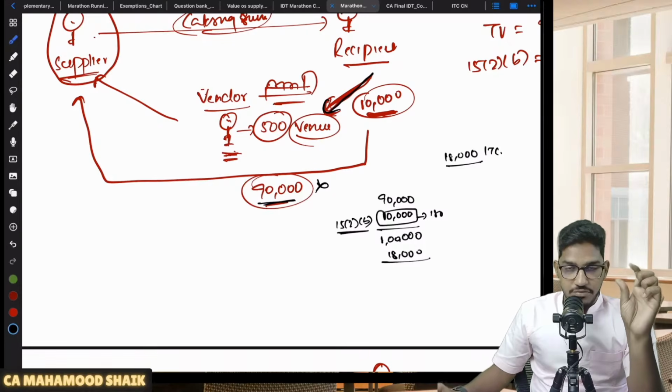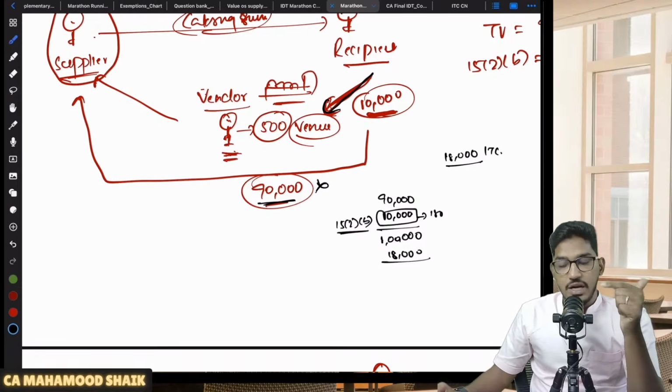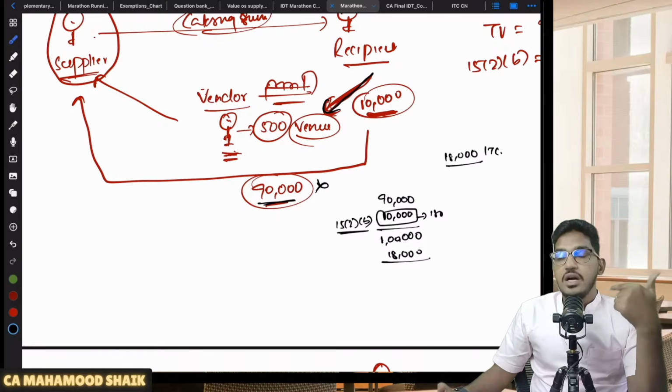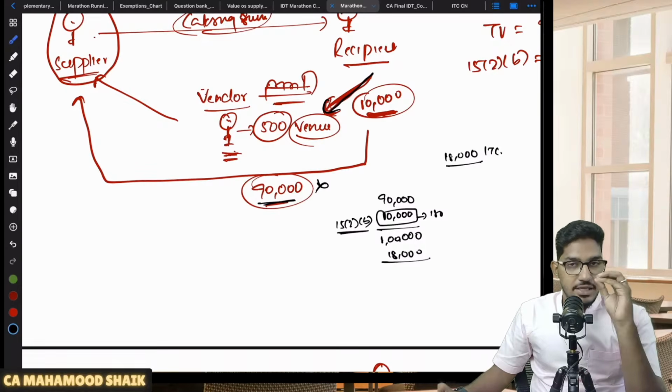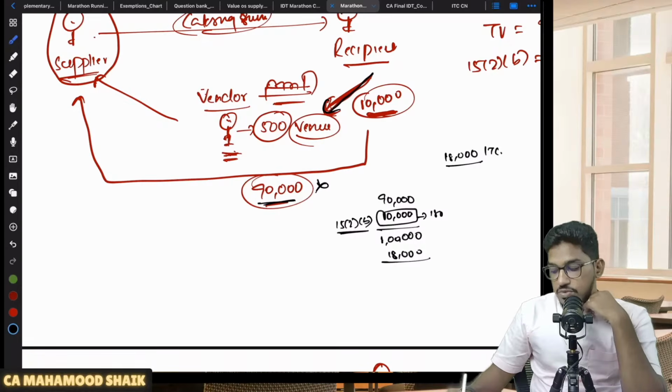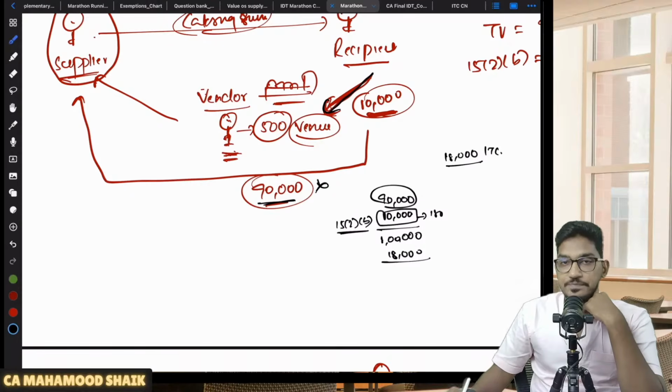So for that portion of value which was added under Section 15 subsection 2 clause B, the payment within 180 days condition will not become applicable. So that's why only the ITC attributable to this 90,000 rupees you are required to reverse.